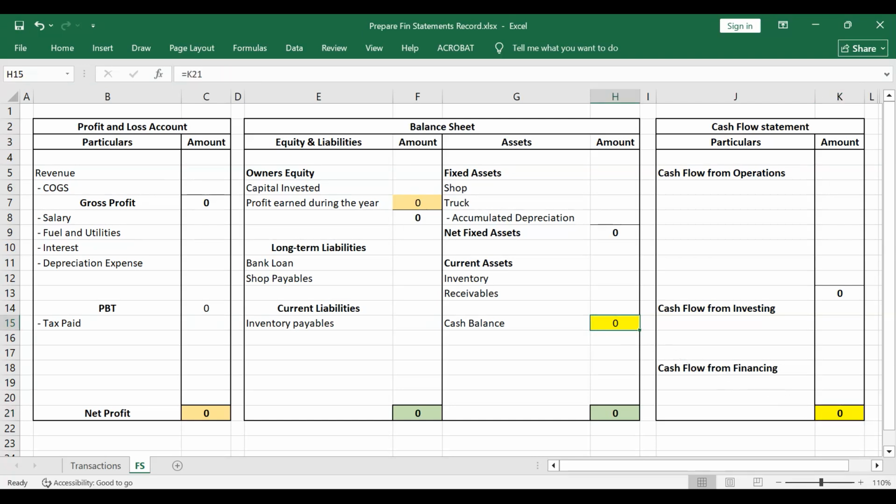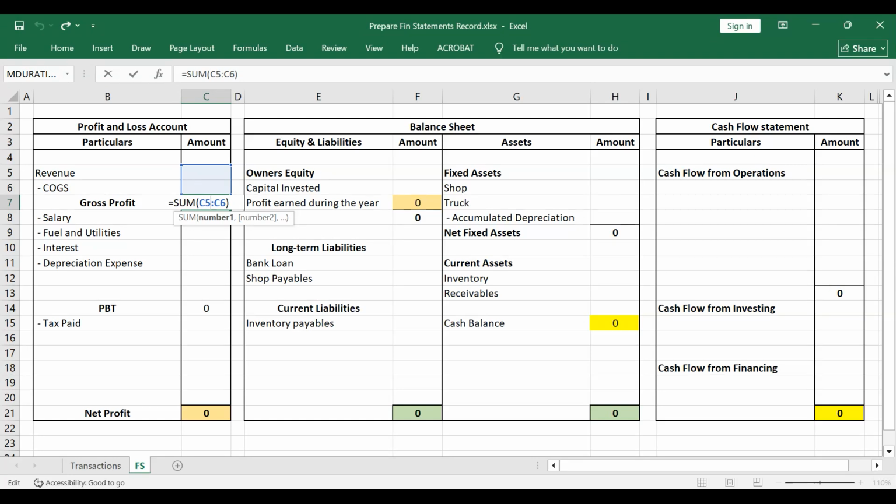To make life easier, I have color coded the Excel cells to help you visually track which numbers are linked across the statements. In the income statement, once we have entered all income and expenditures, we compute the taxes payable. The profit after tax is then carried over to the balance sheet under reserves and surplus on the equity side. These two cells are also color coded to show their connection.